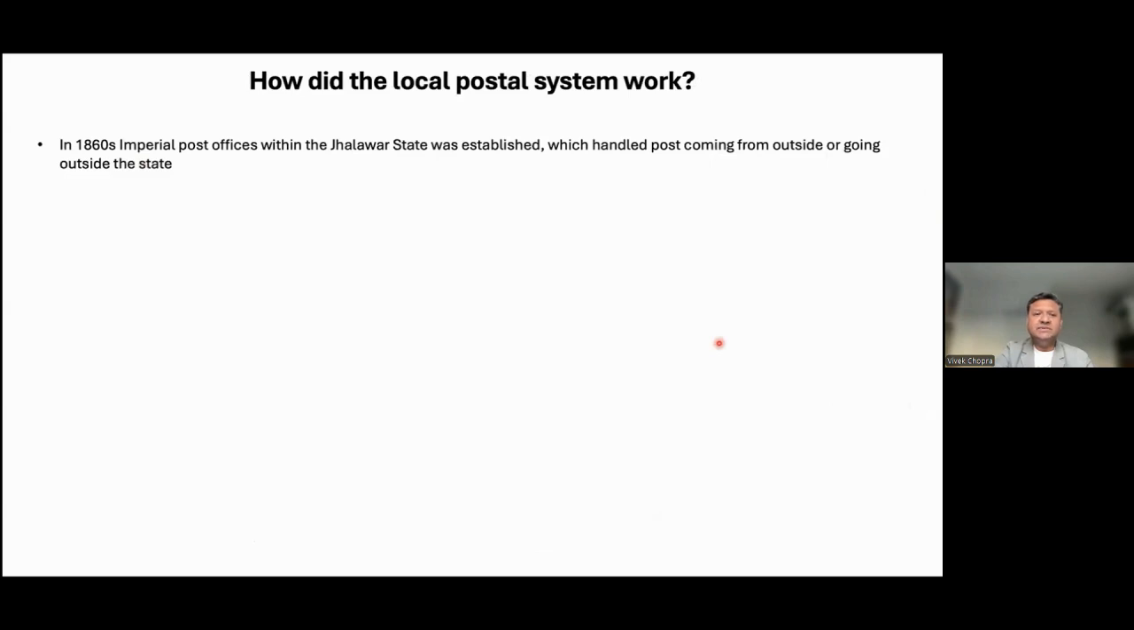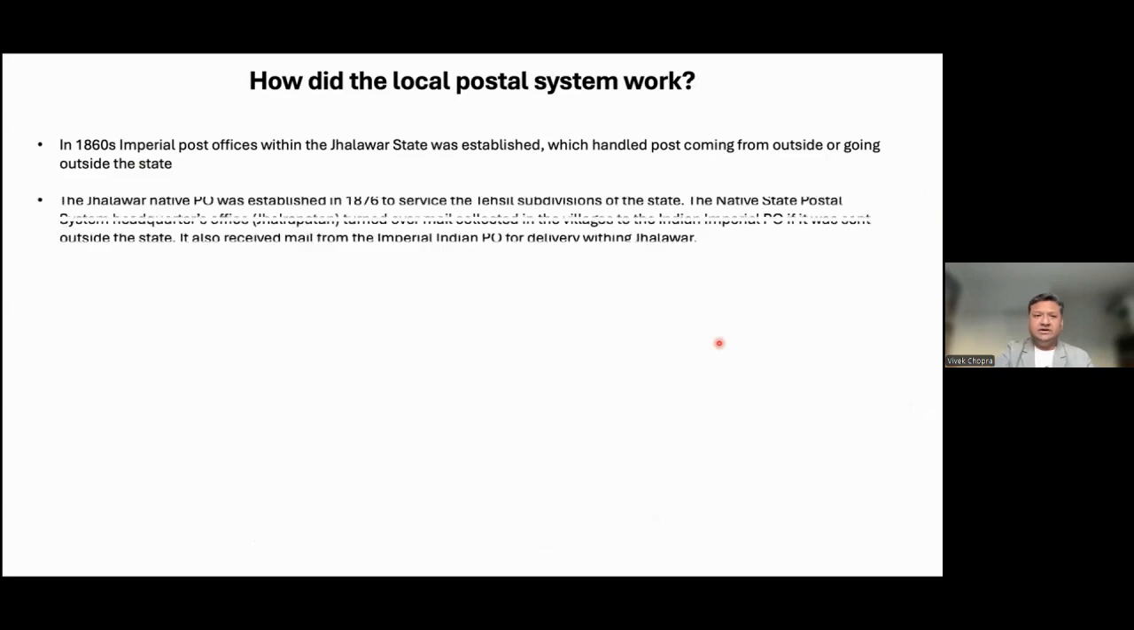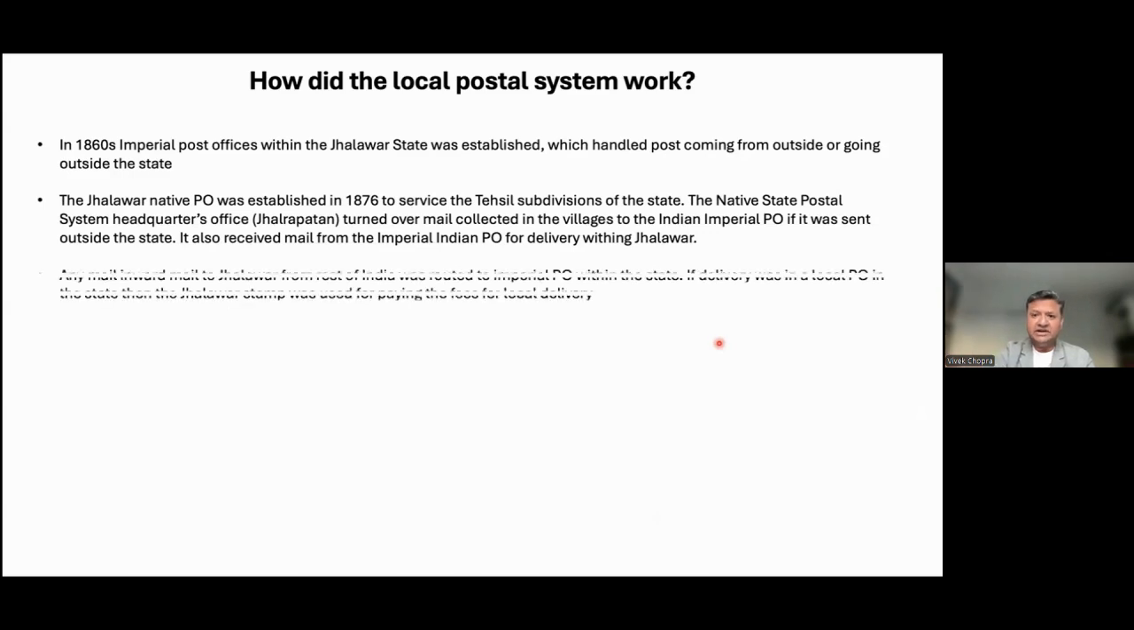So in the 1860s, imperial post offices within the state were established, which handled post coming from outside, or going outside from the state. The Jhalawar native post office was actually established in 1876, with service within the state. The native state postal system headquarters offices turned over mail onto the imperial post office, and then the imperial post office sent it out of the state. It also received mail from the imperial post office for delivery within Jhalawar, right?